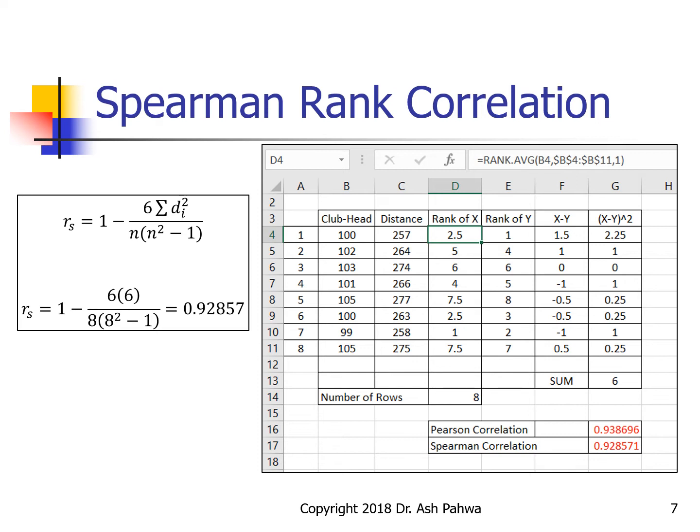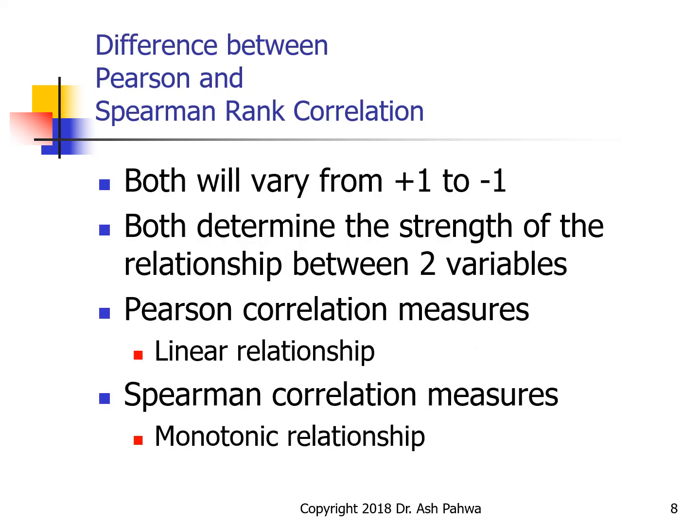So now let us try to understand what is the difference between them and when should we use the Spearman rank correlation. Now let us look into the difference between Pearson's and Spearman rank correlation. Both of them vary from +1 to -1, and both determine the strength of the relationship between two variables. The basic difference is that Pearson's correlation measures the linear relationship, whereas Spearman's correlation measures the monotonic relationship.